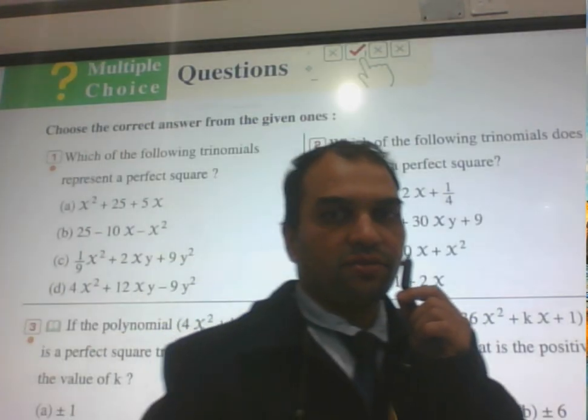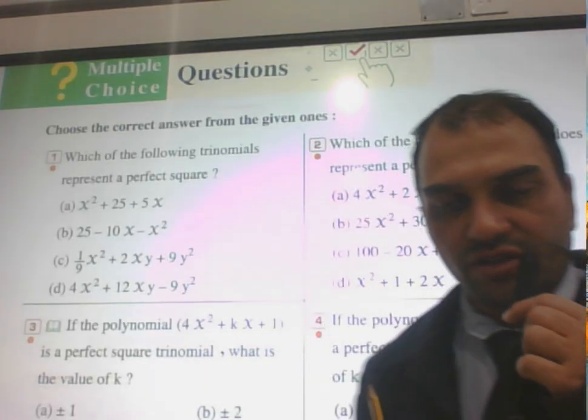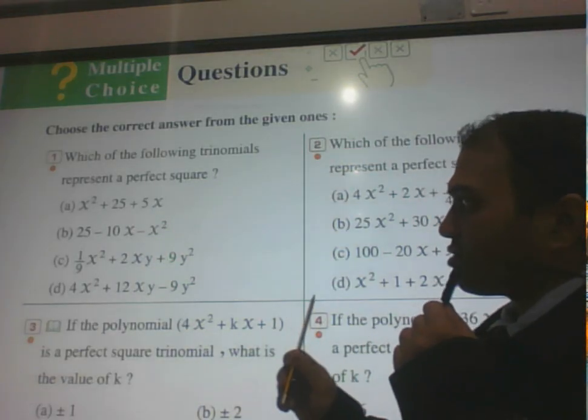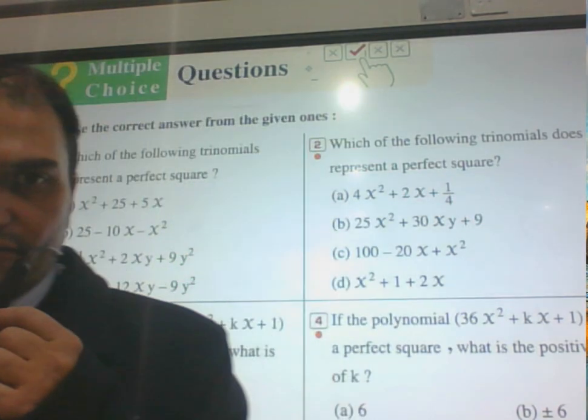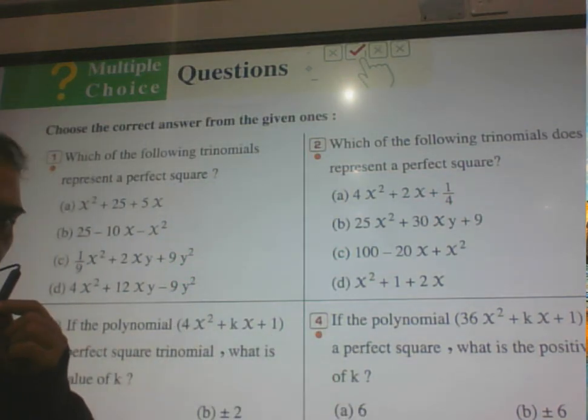We know a perfect square means that for the first term, we can find its square root, and for the third term also, and the middle term equals positive or negative 2 times the square root of the first times the square root of the third.